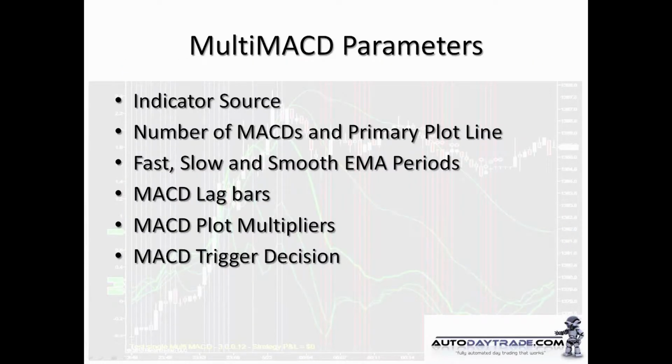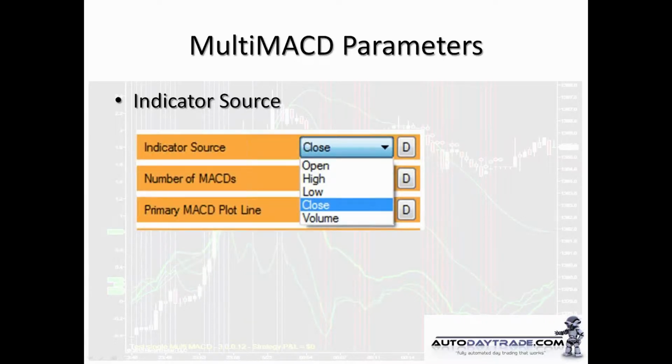Okay, so here are the main types of parameters for AutoDayTrade.com's MultiMACD indicator. The indicator source lets you choose which chart value to track and from which to create the plot lines. Open, close, high, and low refer to the price values in a bar. The last provides the intriguing option of using MACDs on the volume values. Today we're going to use the close option.